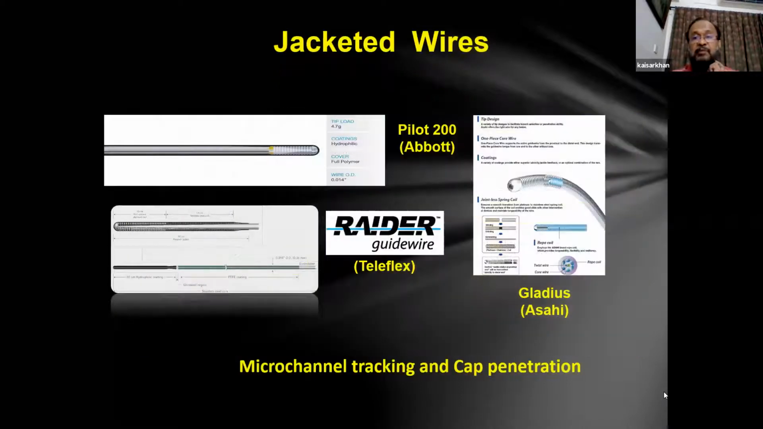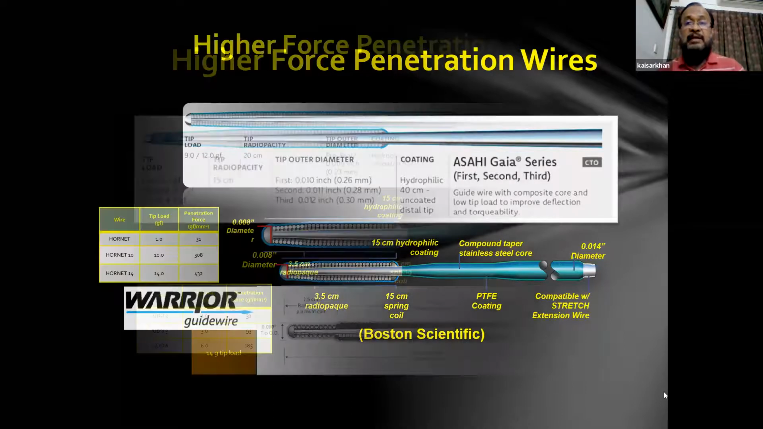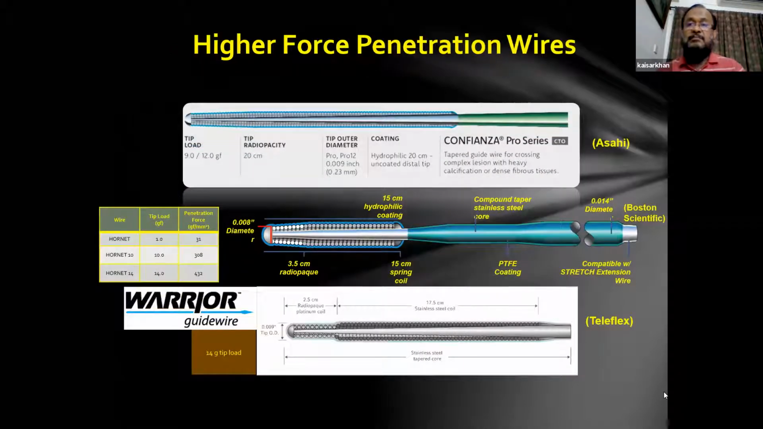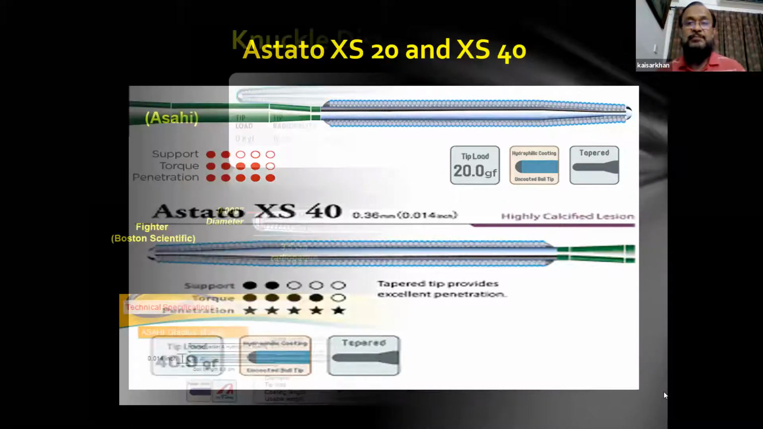So these are polymer jacketed wires, Pilot or Fielder XT wires. Higher penetration force wires, Asahi Gaia series. Now Gaia Next has come, though it's not allowed outside Japan till now. And next, there are Confianza Pro wires for penetration, for piercing the hard cap. And for a very hard cap, you can use Confianza Pro 12 or Astato XS20, XS40.